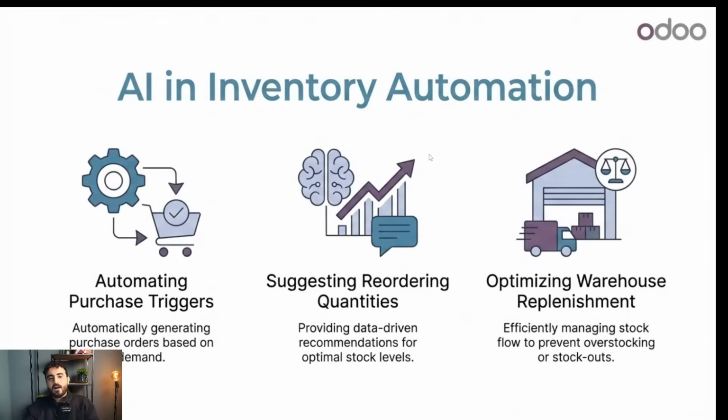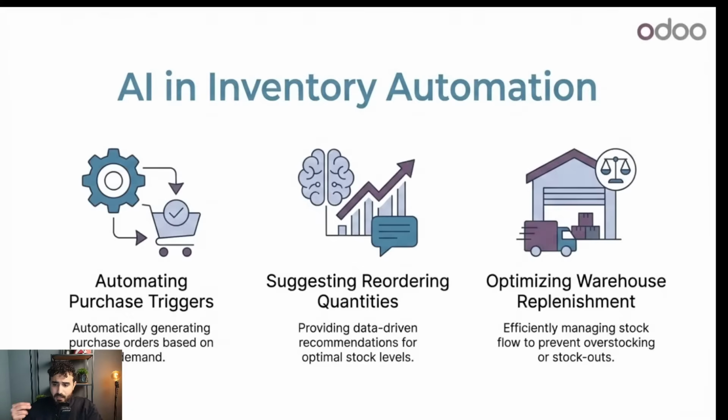And then we have our AI and our inventory automation. So we need to know if we can automate some sort of purchase triggers. We need to check up the automatically generating purchase orders based on demand, and then suggesting reordering quantities. So the system would know based on my data, based on the reports that I have, what kind of products that I need to buy more. How can I restock my inventory, my warehouses, which should go where? All of that would be recommended based on reports, right?